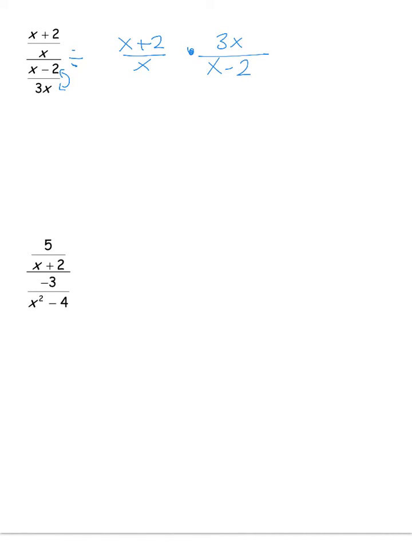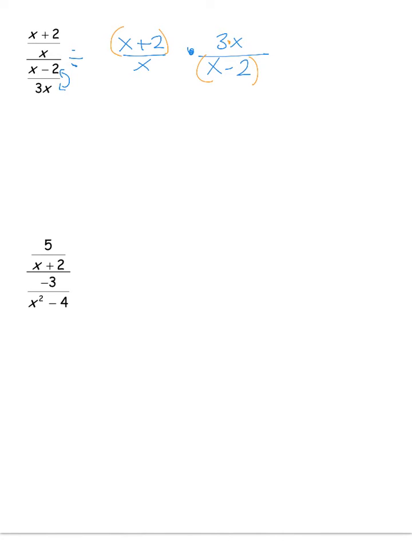Okay. So remember, think of these as factors. X plus 2 is a binomial factor. We can't break that apart. Same with x minus 2. But x is a factor, and 3 times x. 3 and x are both factors. Remember, factors are parts of a multiplication problem.